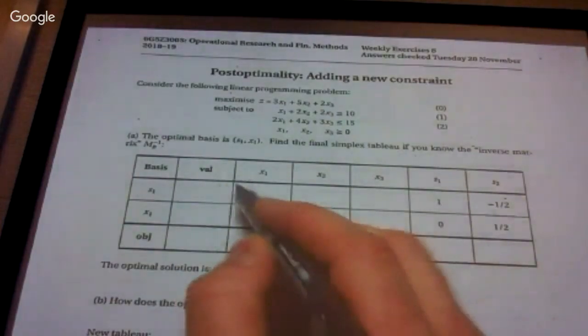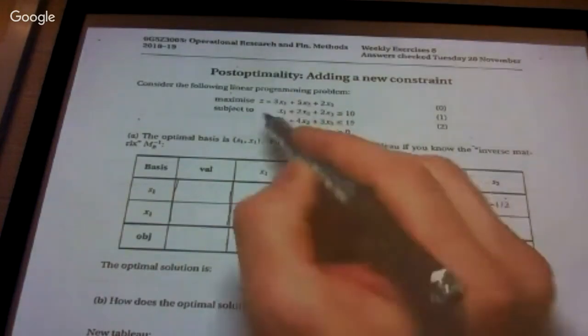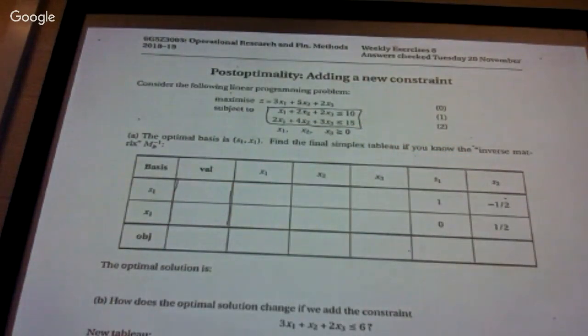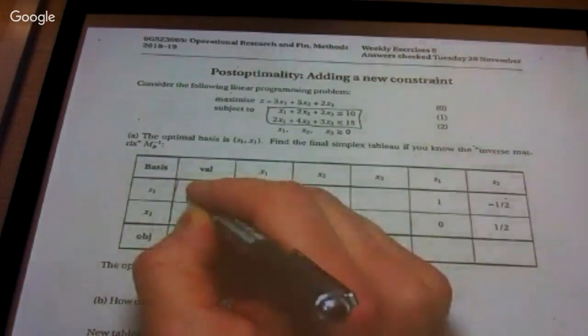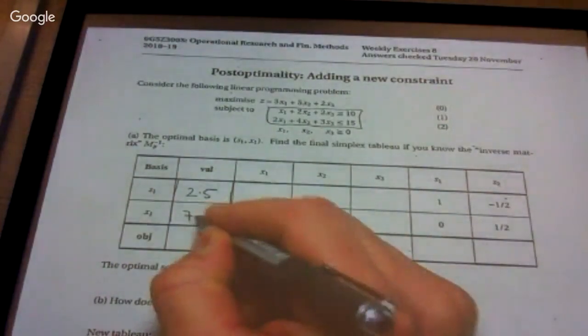Well, each of these columns over here is a linear combination of these two columns, and the numbers that you have to take for the multiples of the columns come from the original formulation. So if you want the right-hand side, you use 10 and 15, so you get 10 times 1 minus 15 times 1/2. That's 10 minus 7.5, so that's 2.5. And here you get 10 times 0 plus 15 times 1/2, so it's 15 over 2.